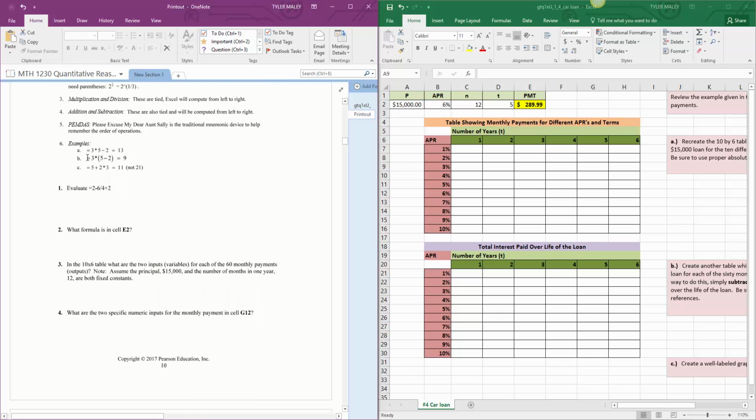So here's an example. So if we have equals 3 times 5 minus 2, this would give us 13, right? So let me grab my pen here and show you how that's calculated.